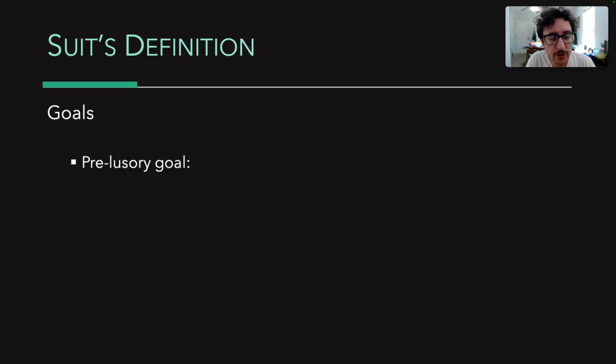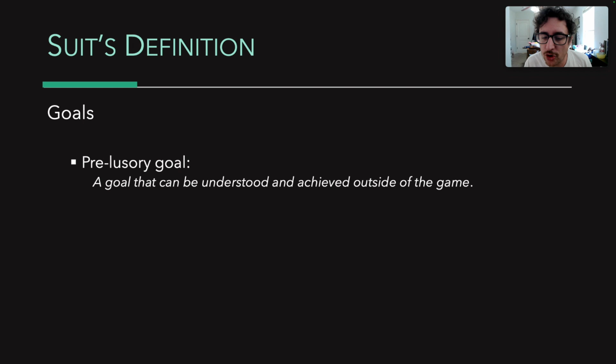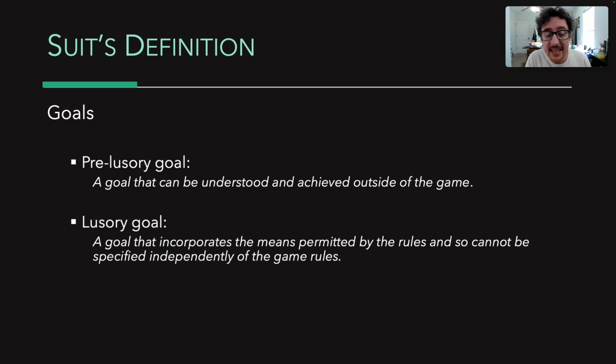There are these goals. First of all, there's the prelusory goal. Think lusory, just think game, coming from Latin ludic, which means play or game. Prelusory, think before the game. So this kind of goal is a goal that we can describe outside of the game itself. The lusory goal, on the other hand, the game goal, you might say, is a goal that incorporates the means permitted by the rules. And so we can only actually explain what this goal is by referring specifically to the rules. We cannot explain what this goal is without making essential reference to the rules of the game itself.